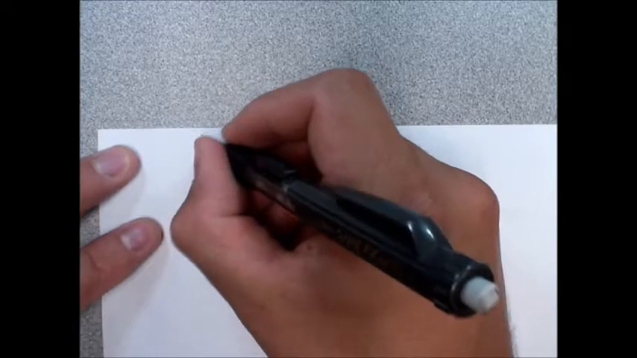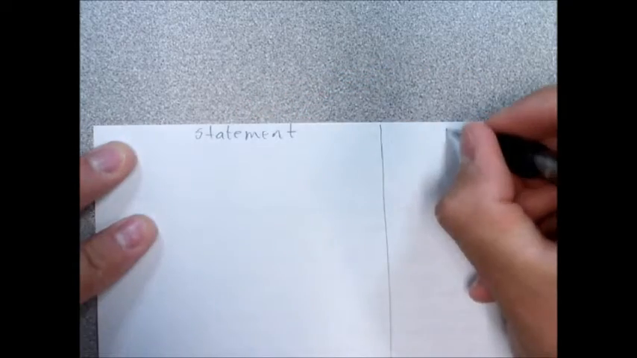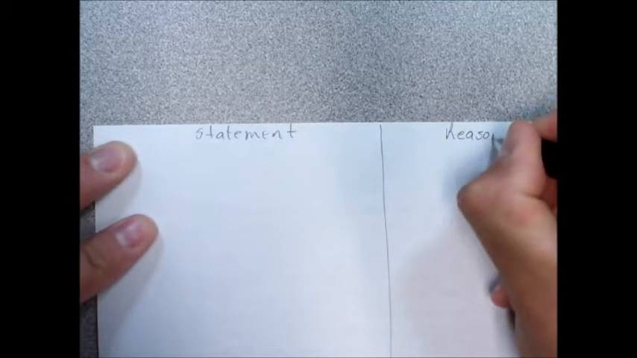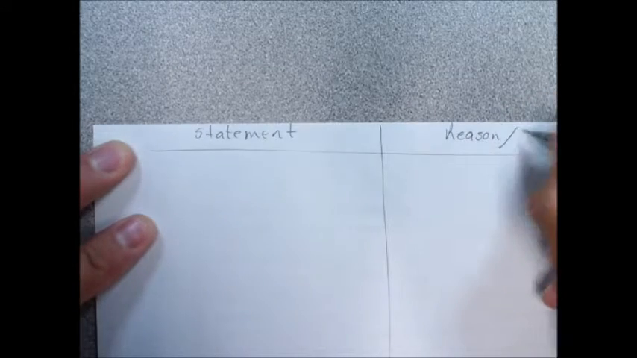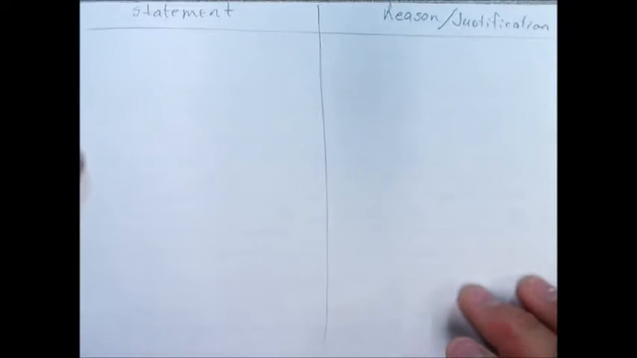So go on down. We're going to solve a problem, and then we're going to provide a justification for each step. So here we go. Here's the problem. Just split your page into two columns. We're going to have the statement column and a reasons column. So under reasons, that'll be our justification. So I'll just put backslash justification. All right. So each statement will be followed by a reason or justification.